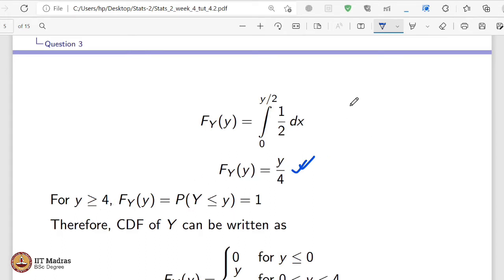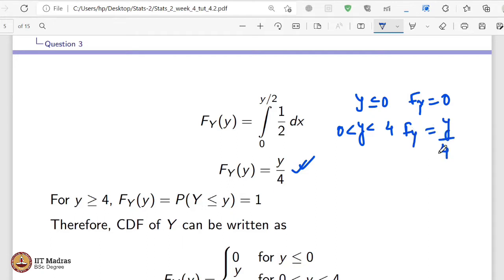Right. So what we have got: for y less than or equal to 0, the CDF is 0, and from 0 to 4 we got y upon 4. If we calculate at the value 4, we get 1, right? And after 4, we don't have the support of y, so the probability will remain the same, 1. We already know that the maximum value of probability can go up to 1. So after that, the probability will be 1. So this is our CDF.